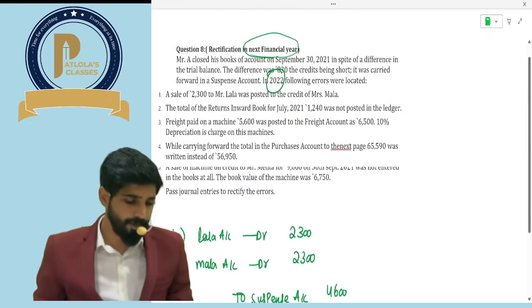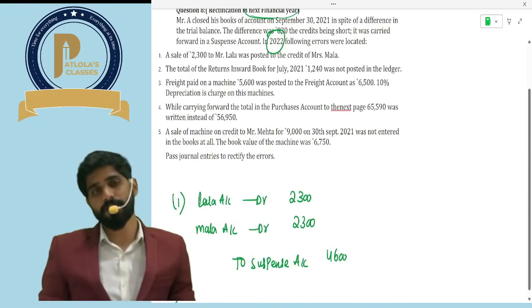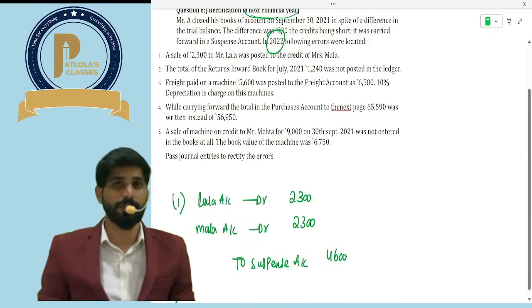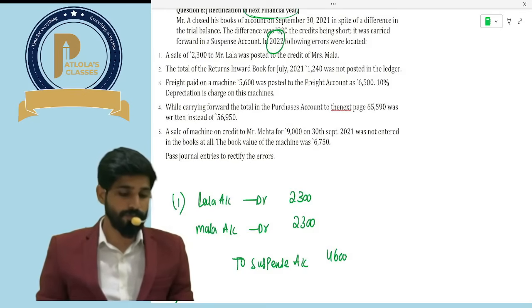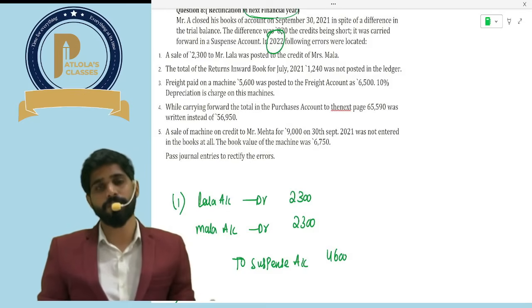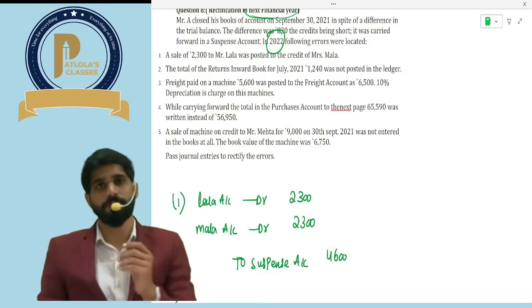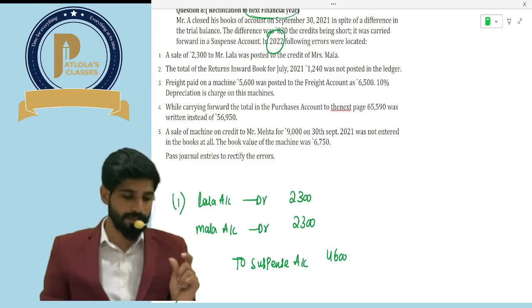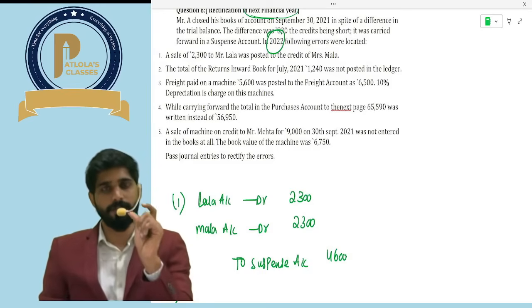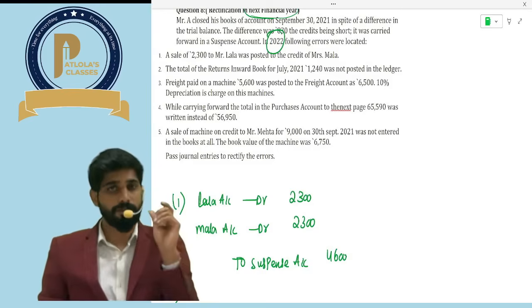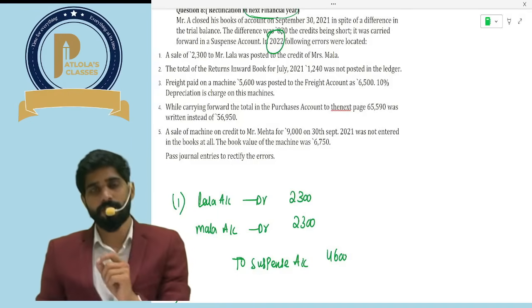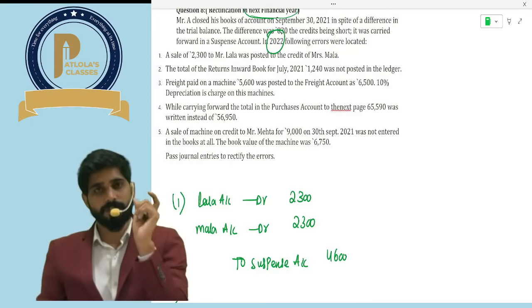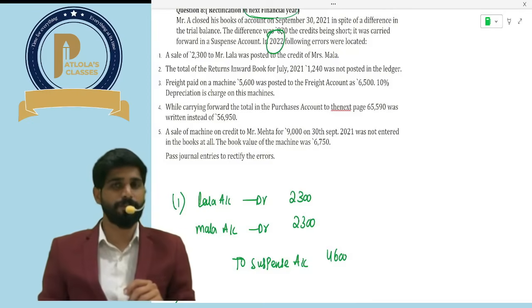Next, coming to the second one, the total of return inwards. Guys, return inwards is nothing but sales returns. Total of return inwards book 1240 was not posted to the ledger. The moment it is not posted to the ledger, it will not go to trial balance. So return inwards, that is sales returns being a debit balance, is not taken. So the trial balance will not tally on the debit side by how much? 1240. So we will put it to suspense. Suspense will have a debit balance of 1240.